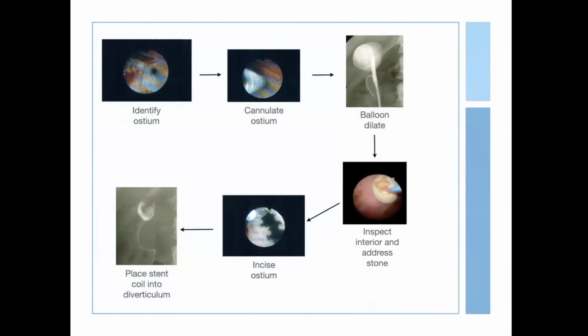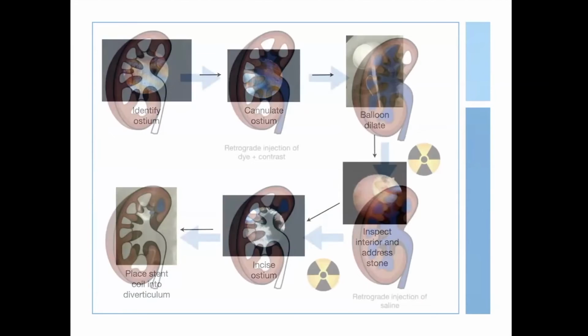So the goals of this procedure: you identify the ostium, you cannulate the ostium with a wire, you balloon dilate to provide access, you insert your ureteroscope into the diverticulum, you can then address the stone in a standard manner, and then usually incising the ostium to create a larger opening is a wise decision, and then you can place a stent coil into the diverticulum to keep it open.